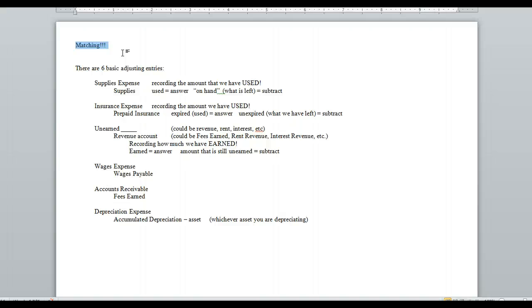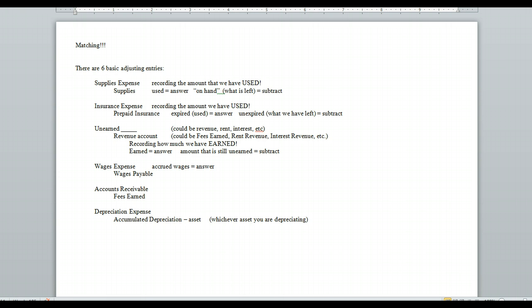So even though I don't normally pay my employees until Friday, if Wednesday is the end of my accounting period, then on Wednesday, I've got to make an adjusting entry and go ahead and write down in my accounting records how much wages expense I have accumulated or that has accrued up to this point. Normally, they will just tell you how much the accrued wages are, and that is your answer.